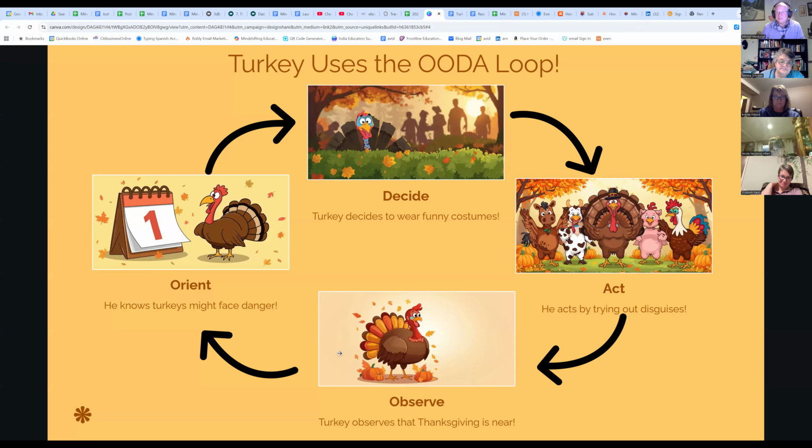So Turkey has a dilemma and he realizes that he's in big trouble. And this is how Turkey uses the OODA loop. First, Turkey observes that Thanksgiving is near. Then he learns that turkeys might face some danger. So he decides that Turkey needs to wear a funny costume. And he acts by disguising himself as different animals around the farm.